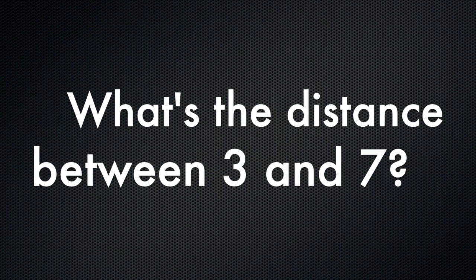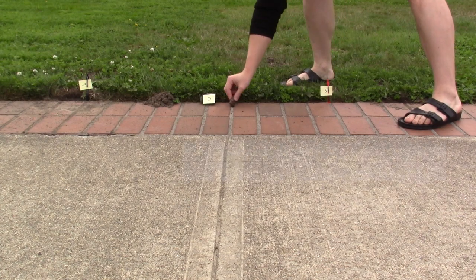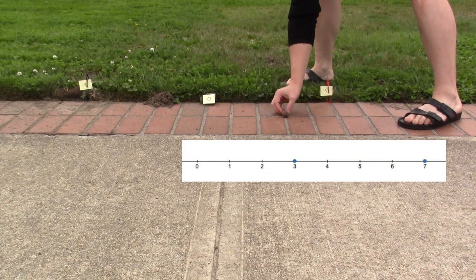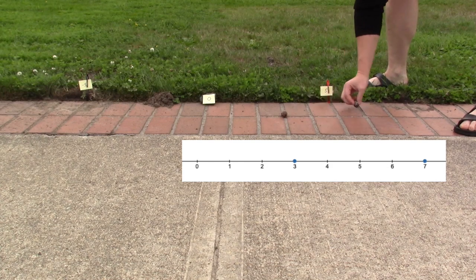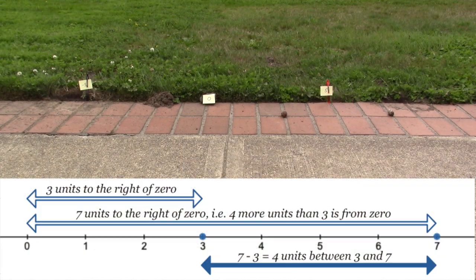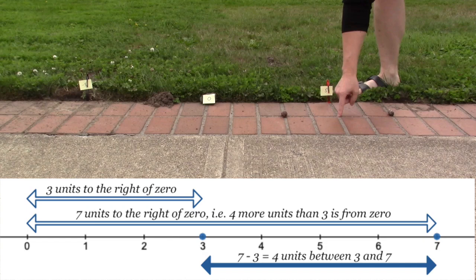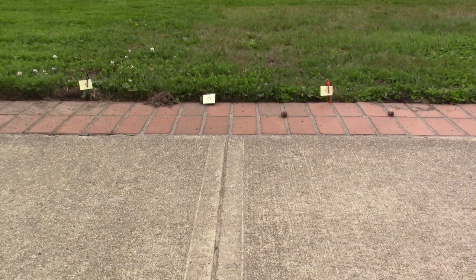So what's the distance between 3 and 7 then? Well, if I put a rock at 0 on the number line and a pine cone 3 bricks to the right of 0, and another pine cone 7 bricks to the right of 0, then the distance between the two pine cones is the number of bricks between them. Since 7 is 4 more units away to the right of 0 than 3 is, then the distance is 4.